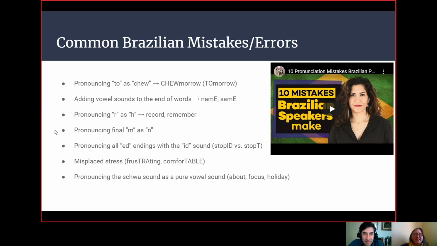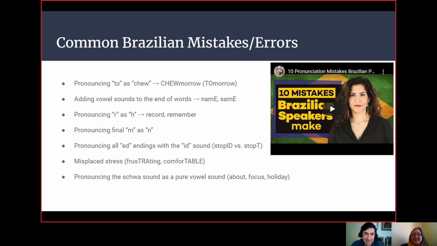Let's see. Pronouncing the final M on a word as an N. So in Portuguese, when a word ends with M, it has an N sound. So students will carry that over to English also.